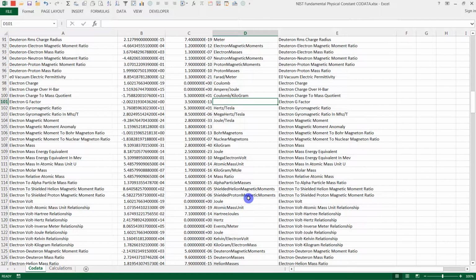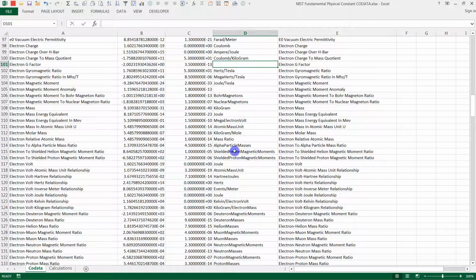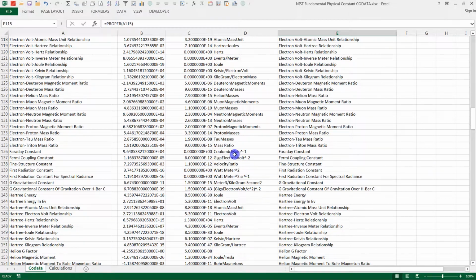Basically, that's what I'm doing. Okay, so this one, shielded helion magnetic moments. Basically, that's a ratio, and here they're looking at the electron magnetic moment divided by the shielded helion magnetic moment. So it's pretty routine. I'll get all of those cleaned up. Coulomb per mole. Okay, this is actually how many coulombs of electron charge there are. Giga electron volt square per giga, like that.